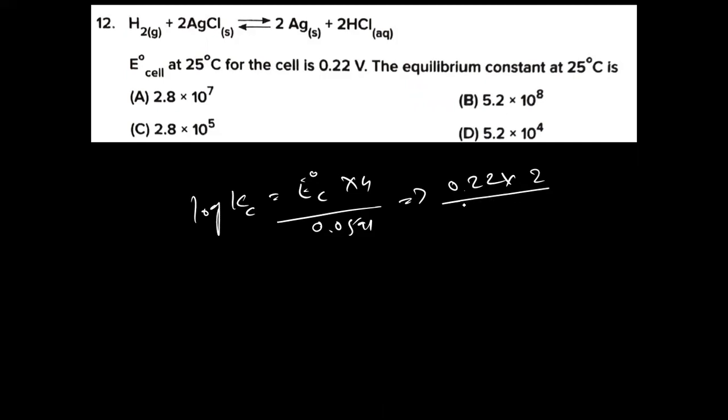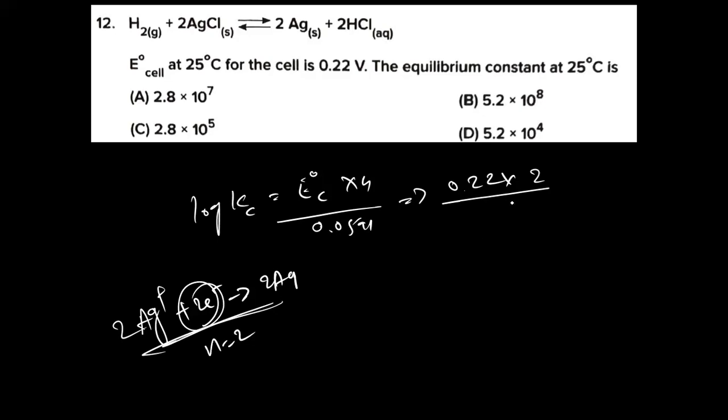Or if you consider 2 AgCl gives rise to 2 Ag, AgCl has Ag plus. Ag plus, 2 Ag plus 2 electrons gives rise to 2 Ag. So if you consider any half cell reaction, we can find out the value of n. So n value is 2 divided by 0.0591. So on simplification, we will get 7.45.